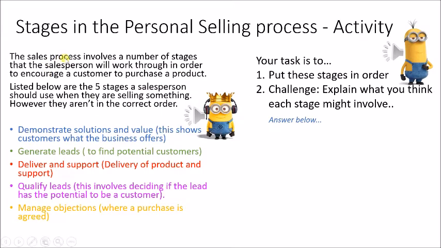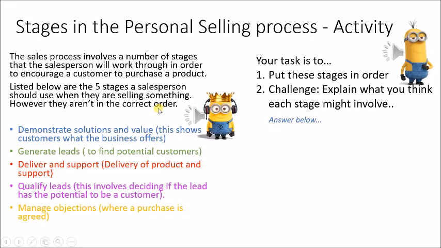The sales process involves a number of stages that the salesperson will work through in order to encourage a customer to purchase a product. Listed below are the 5 stages a salesperson should use when they are selling something. However, they aren't in the correct order.